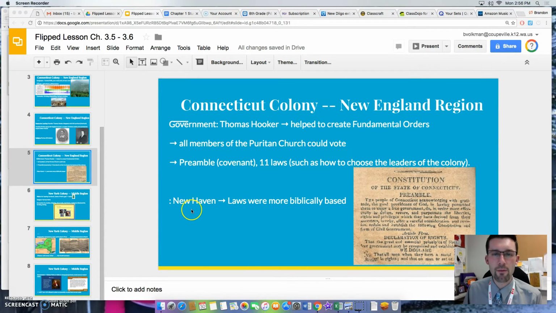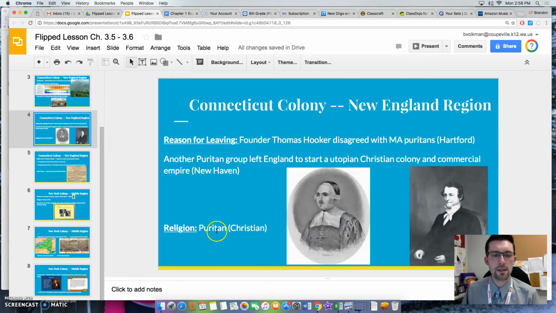In New Haven, with Davenport and the leaders of that area, their laws were more biblically based because, again, they're looking for this colony, if I can go back to this slide, that was more of a utopian idea, the perfect Christian colony.